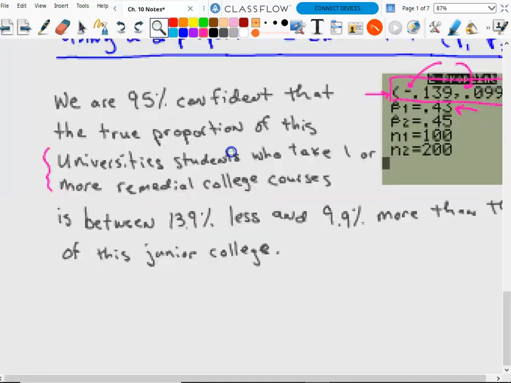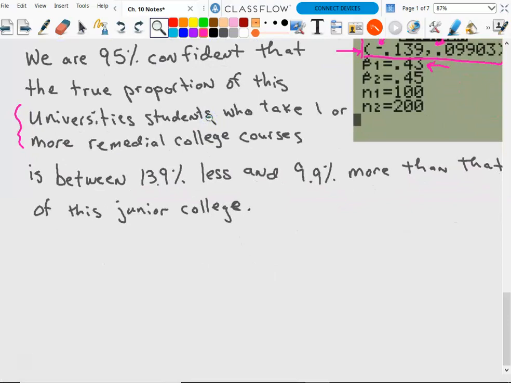It's kind of like the UNR problem where we talked about private school students. If 12 was in your interval, you didn't have evidence. Well, now that I'm dealing with a 2-sample problem, the number we care about is going to be 0. So, in terms of communicating, when there are negatives and positives, it's the hardest one to communicate. We're going to say it is between 13.9% less, that's the negative, and 9.9% more than that of this junior college. I probably should have put students in there. Probably wouldn't hurt to say who take more than one. I'm probably being OCD, but I believe that would get you full credit.